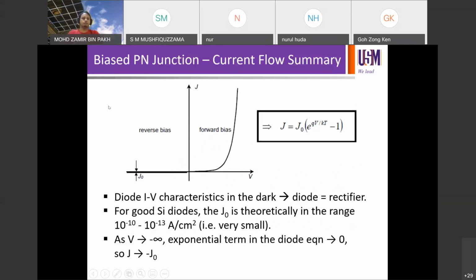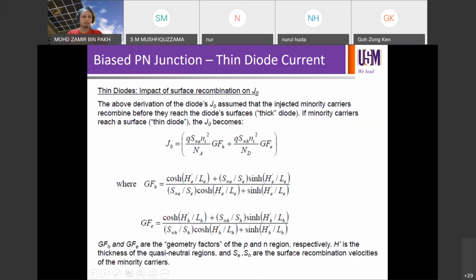Okay, so as V approaches negative infinity, if you go to a high negative voltage, V approaches negative infinity, which means a very large reverse bias voltage. So the exponential term in the diode equation becomes zero. So your J will be equal to negative J naught if you go to high negative voltage.